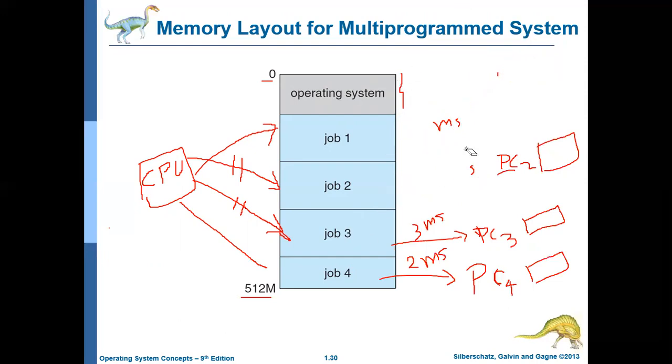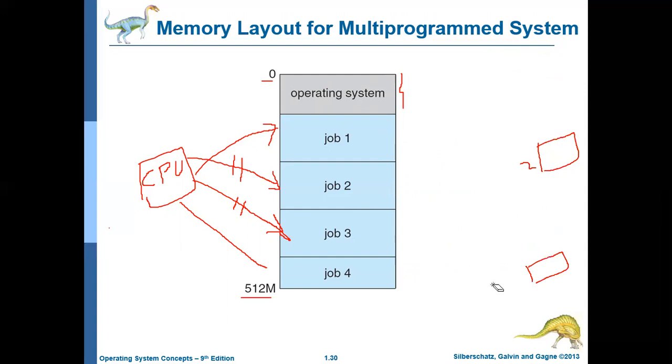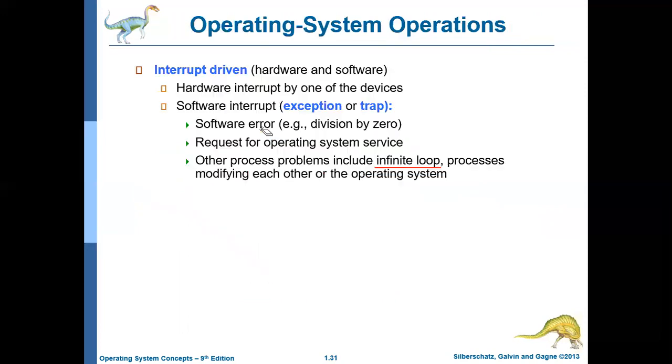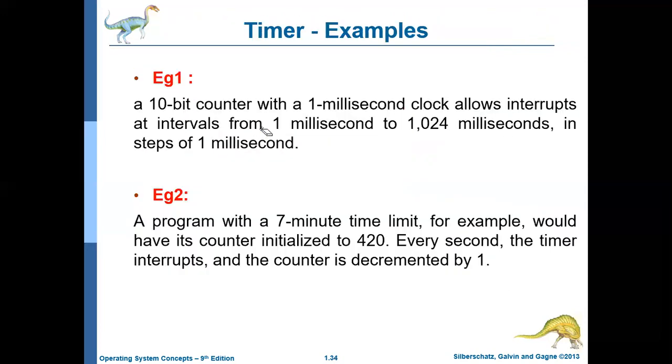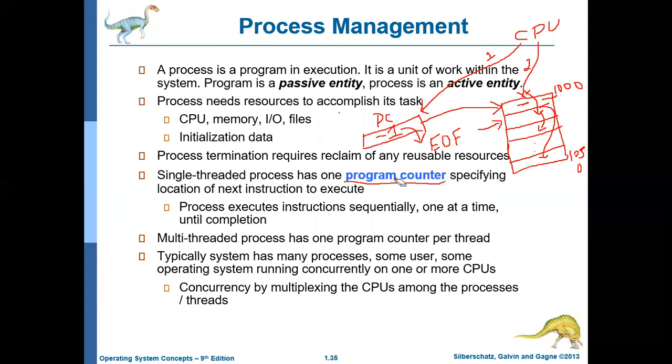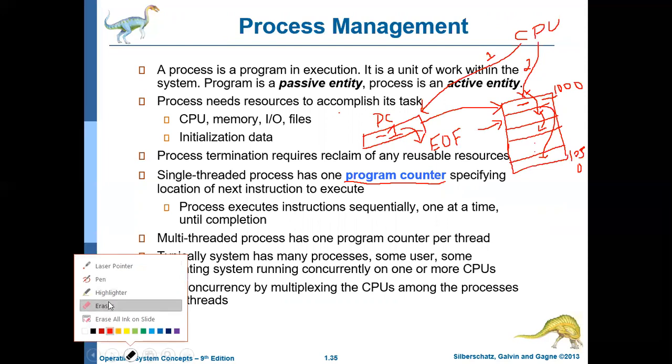You will not have one program counter, you will have more than one program counter. Depending on the requirement, the processor will check the appropriate program counter, fetch the respective instruction and execute it. Okay, so this is the role of the program counter. Hope you got the idea.